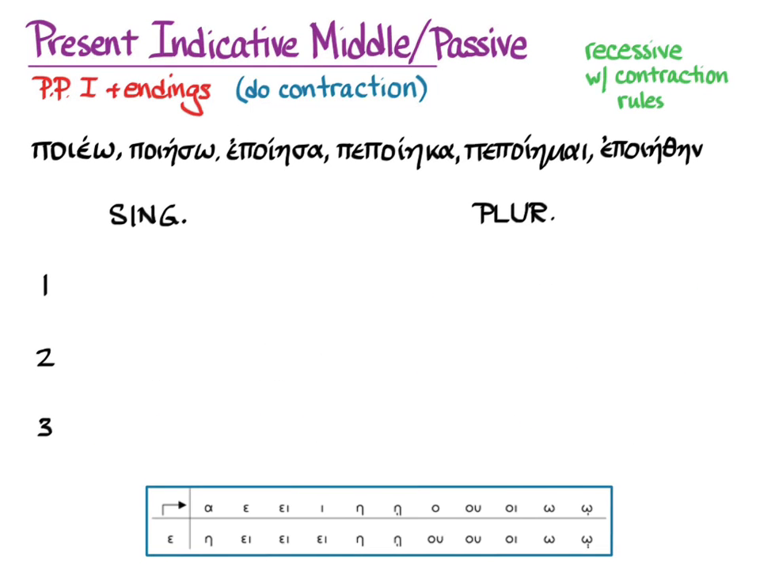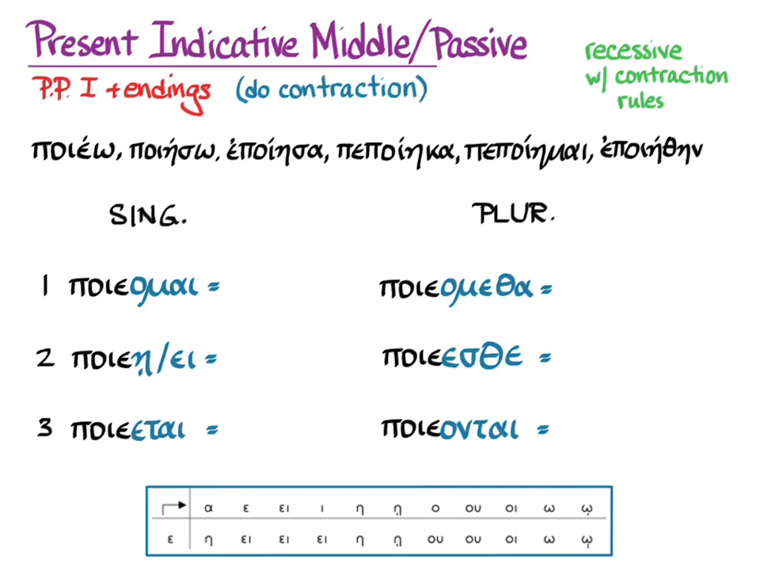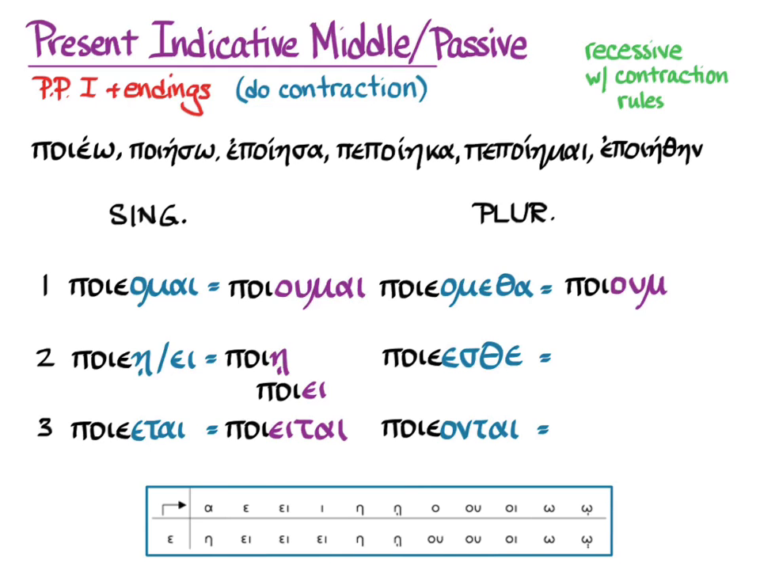Let's put it with our verb. Here are our stems and the endings that you know, and here's what happens when you do the contraction. Poyumai, poye or poye, poyetai, poyumatha, poyestha, and poyuntai.